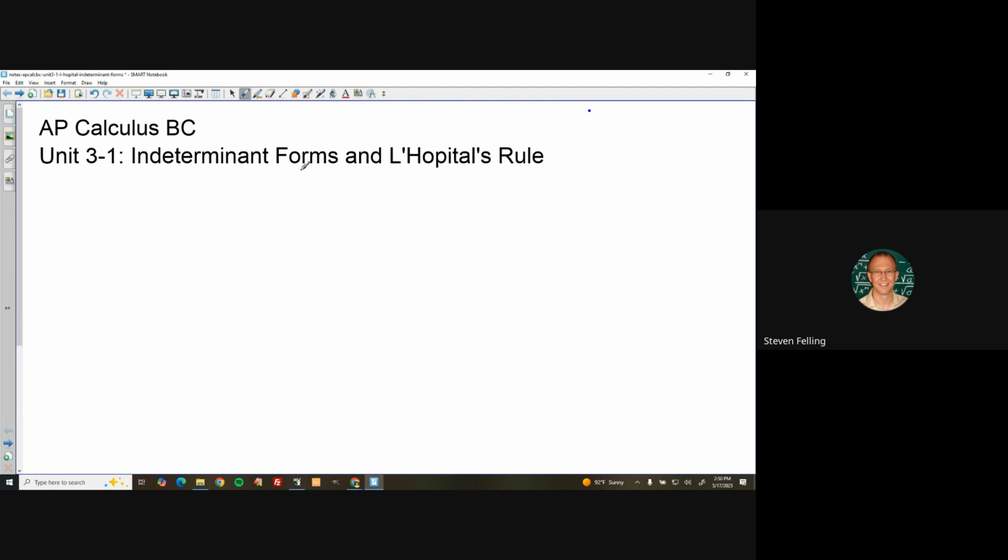It's named after a French mathematician. Sometimes L'Hopital is spelled with an S, but it's pronounced L'Hopital.